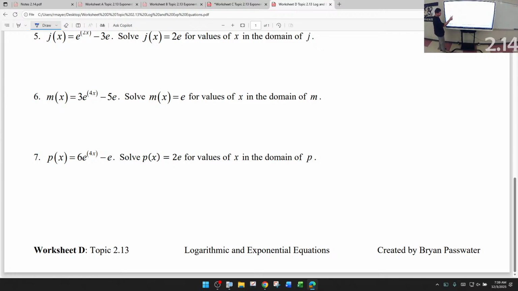I got 6e to the 4x minus e, and I'm solving that for p of x is equal to 2e. So basically I'm replacing that p of x with 2e. And this is 6e to the 4x minus e. I probably am going to move this 2e over here. X is up here, so I don't know if that's right, wrong, or indifference. Go ahead. Putting it over here? Yeah. I mean, I don't think it matters.